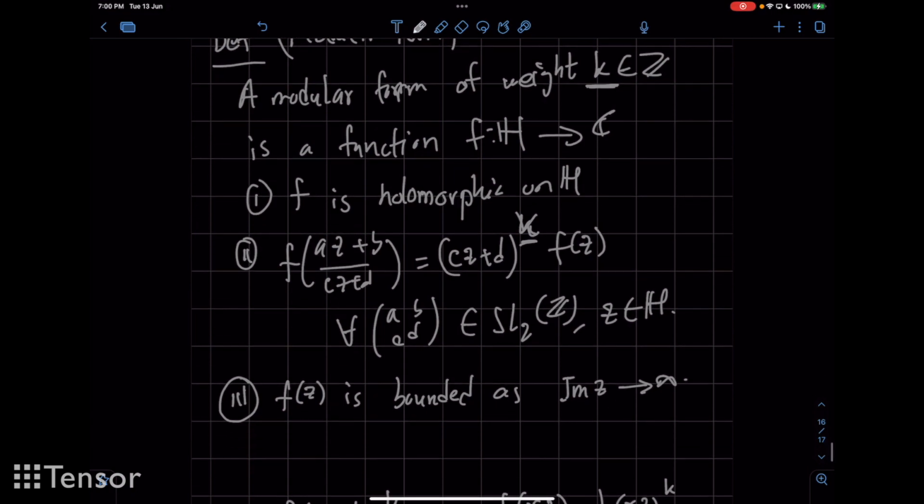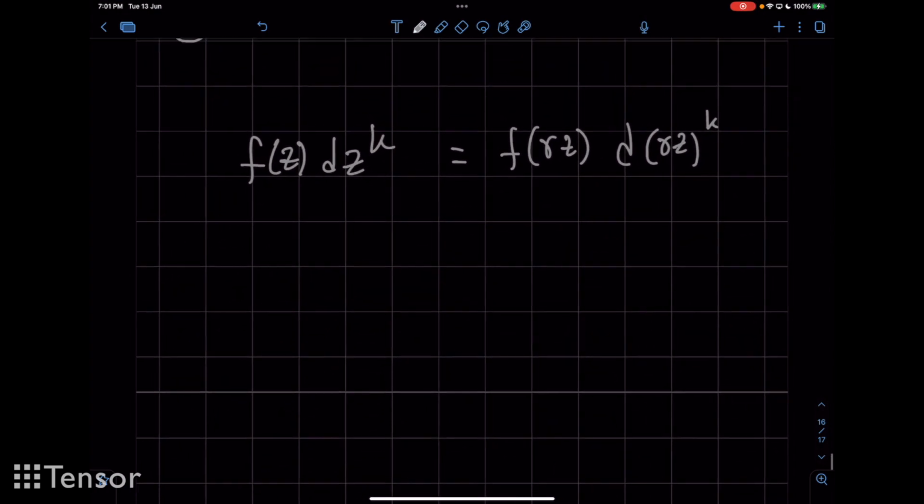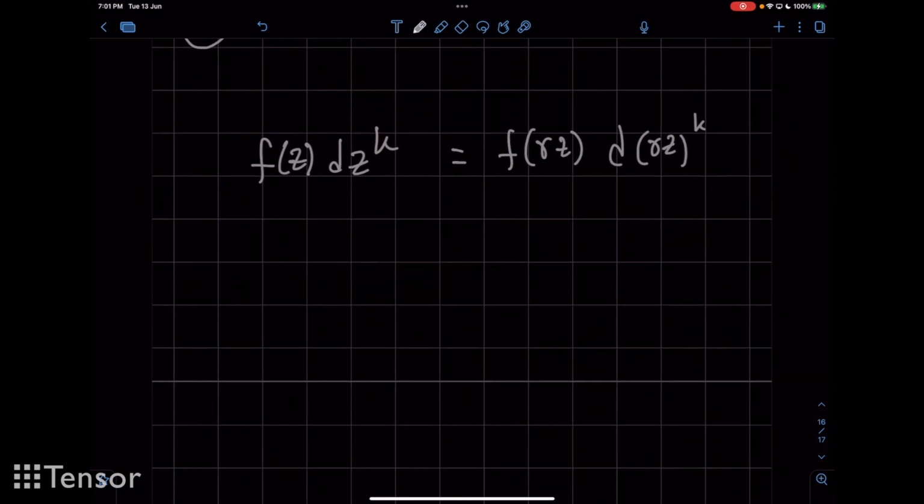Now we can examine this modularity condition for different values of a, b, c, d. Let's take an element from SL2(Z). For instance, let's take this one.